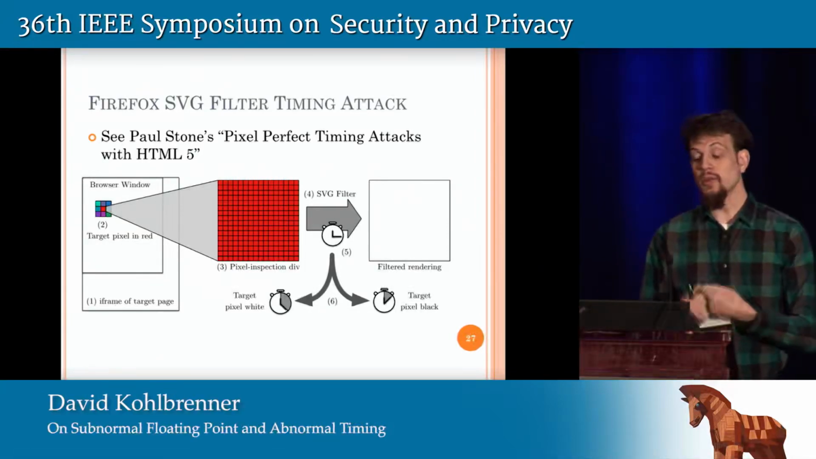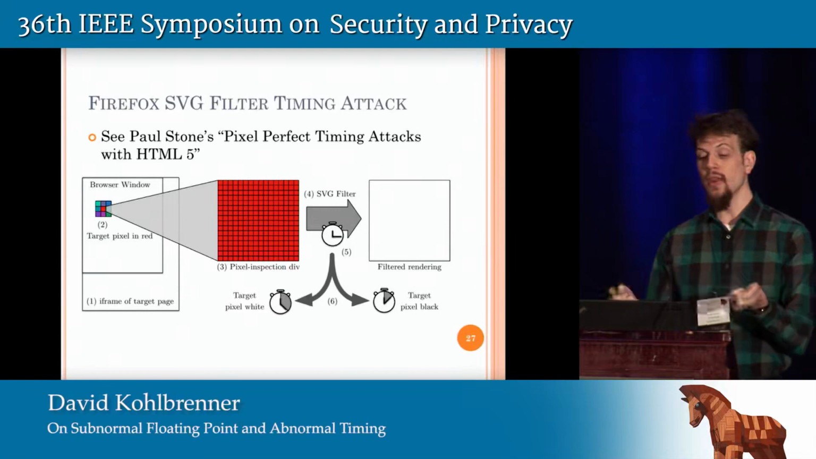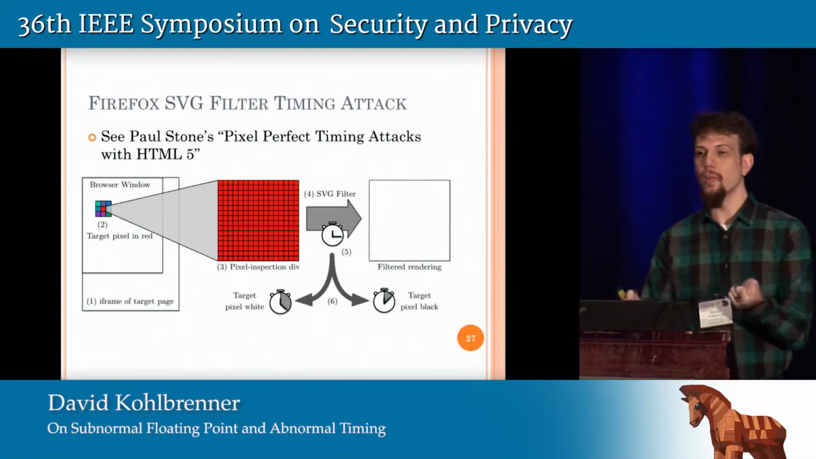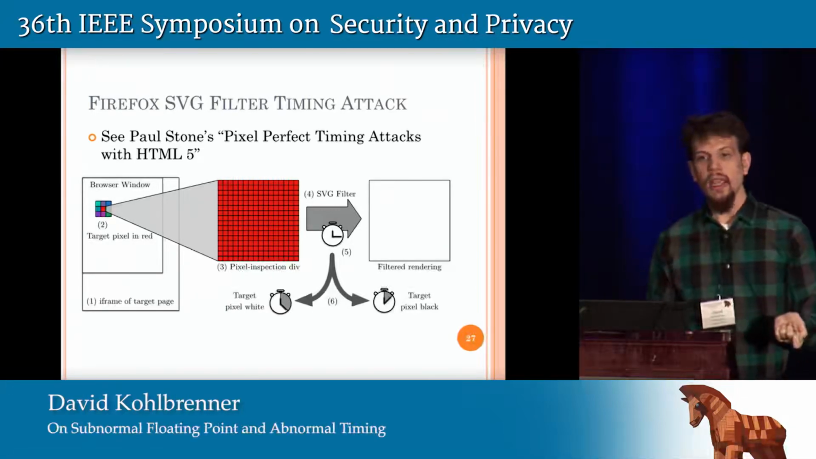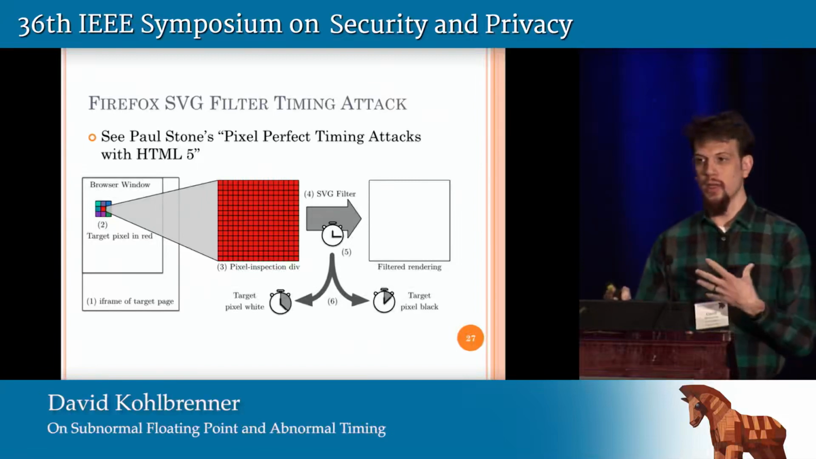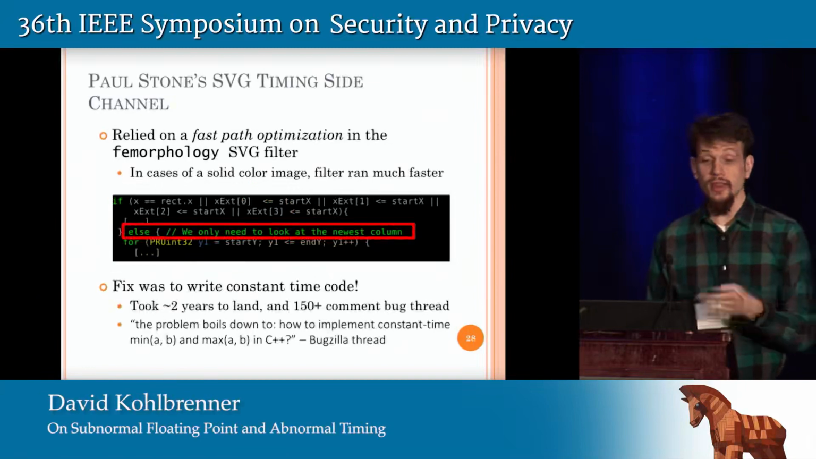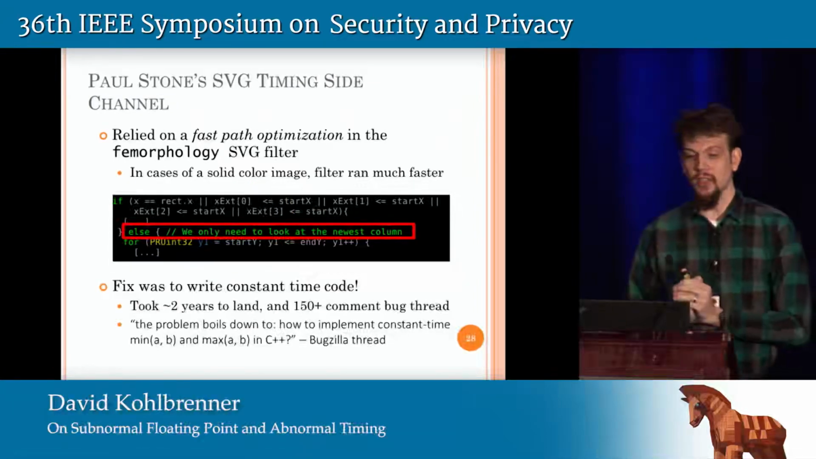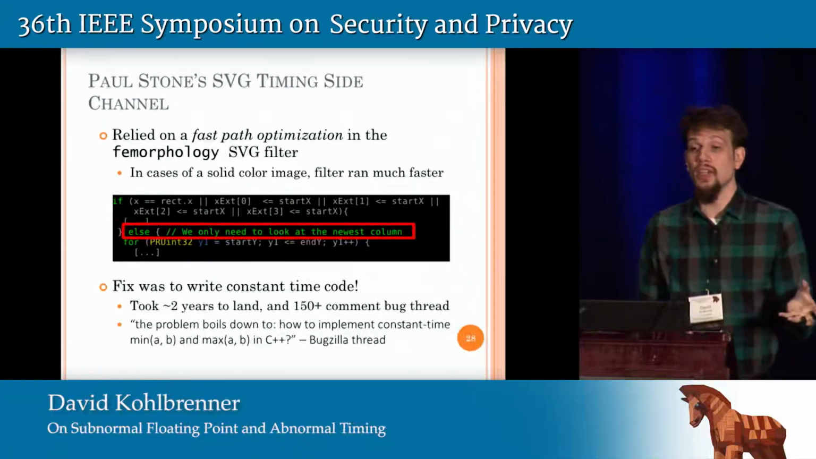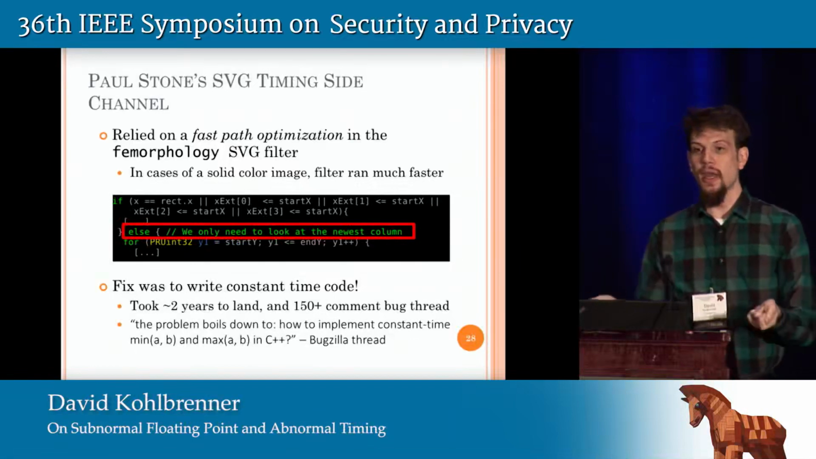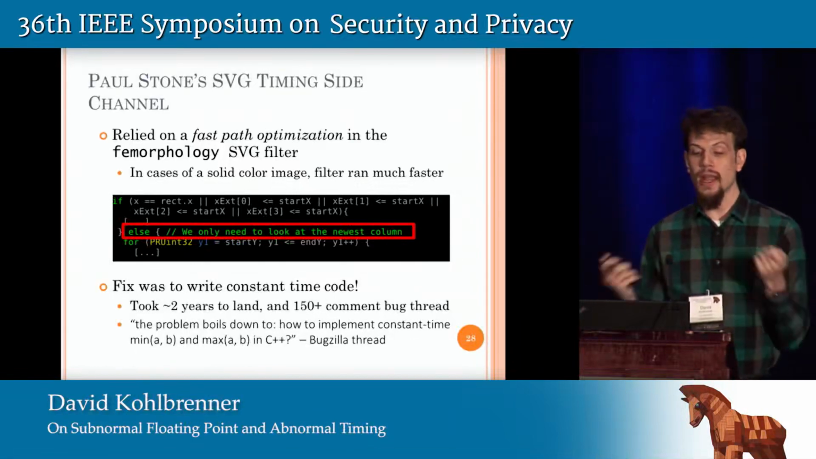And you time this, and in the FE morphology case, there was a fast path in the code for the filter. If it found an image that looked very similar across all of itself, the code ran quicker than in other cases. And this is actually an excerpt from that specific code. So there was this fast path optimization, and by utilizing this fast path optimization, the attacker was able to read out pixel data.